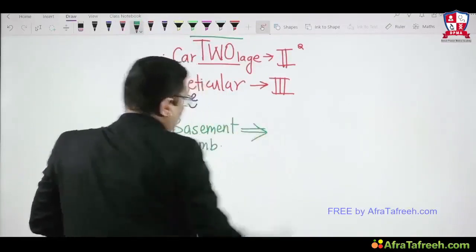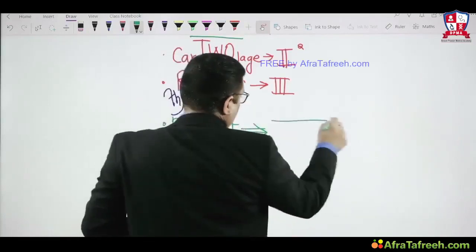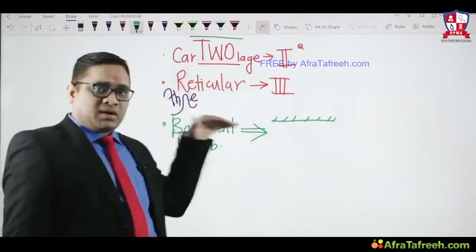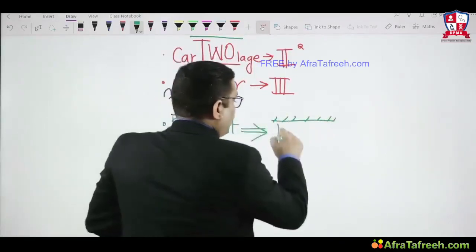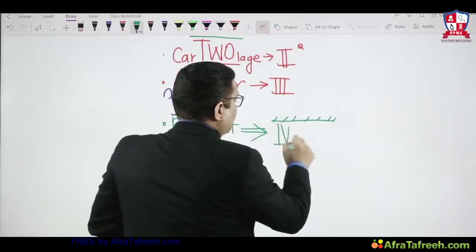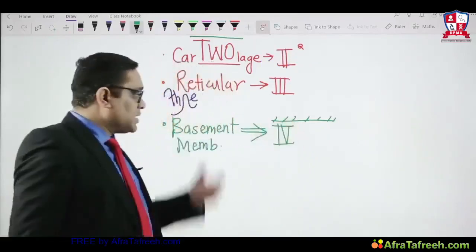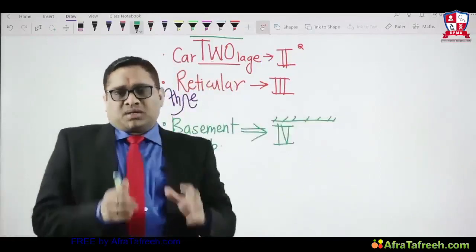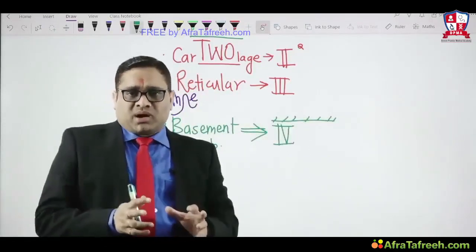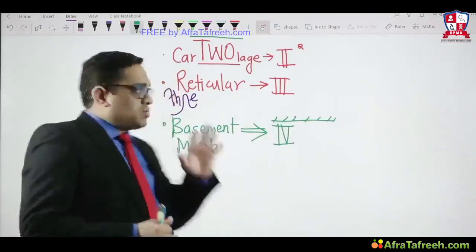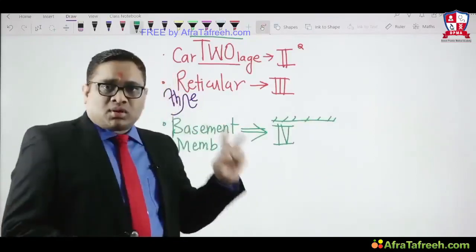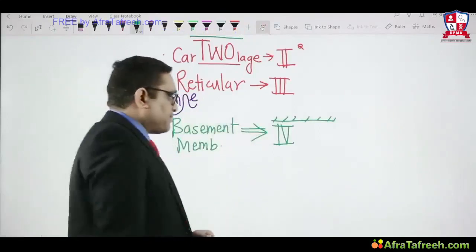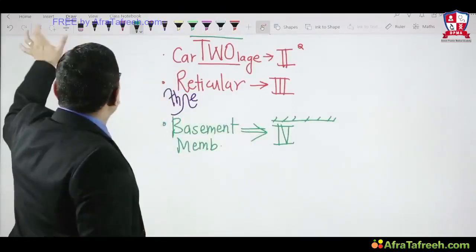how will you remember? Basement membrane is like a floor, and 4 is under the floor. That is how we will remember, right? Basement membrane, 4 is under the floor. So these are the important points we need to remember regarding collagen, right? Collagen type 1 is bone, type 2 cartilage, type 3 reticular tissue, type 4 basement membrane, right?